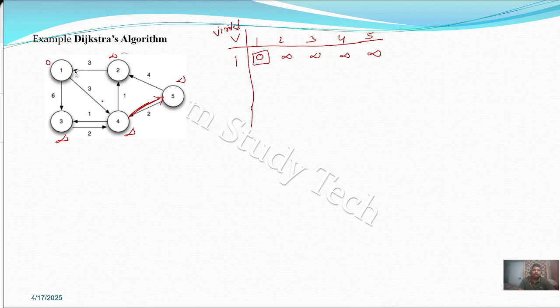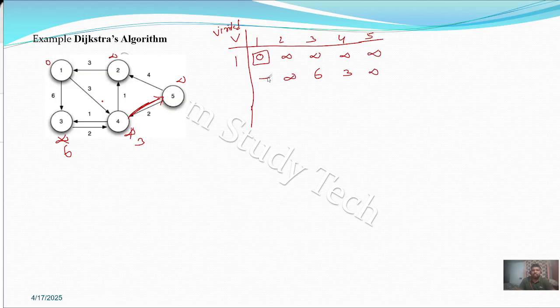Then here it is 1, 2, 3. So already 0 plus 6, that is 6. 6 is the minimum, so you can update infinity, 6 is the minimum. Here it is 0 plus 3, that is 3. So here infinity is there, 3 is the minimum, you can update it. Here you can see 1 to 4 is 3, and 1 to 3 is 6. There is no edge from 1 to 2 and no edge from 1 to 5. So that's why it is infinity, no change.